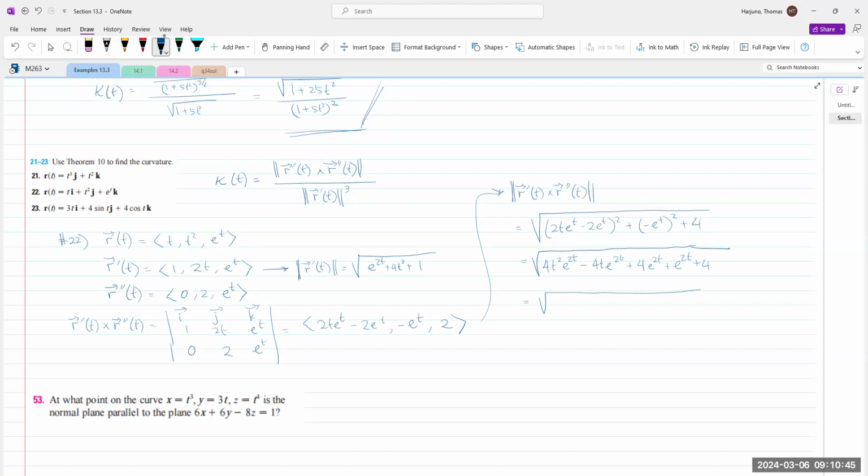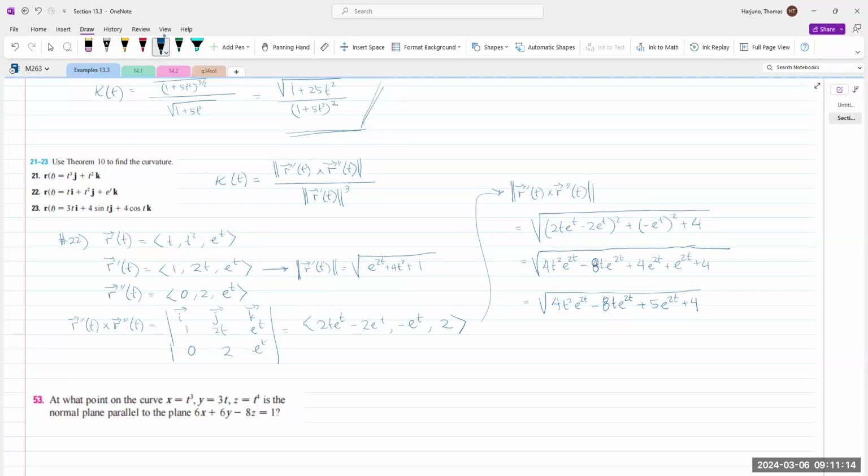Honestly, I cannot stand this. This is 4t squared e to the 2t minus 4, actually not 4, it should be 8. 8t e to the 2t plus 5e to the 2t plus 4. I don't think that's factorable.